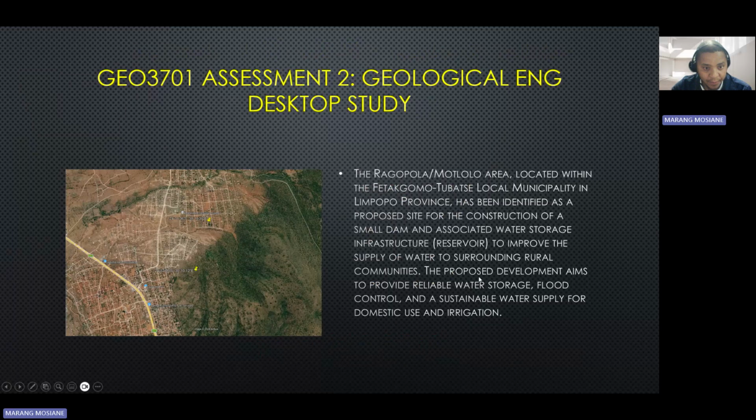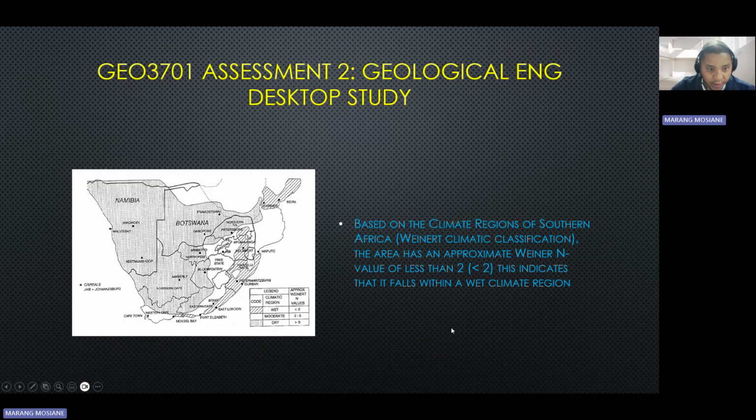Now, the reason why this construction is very important is because this is to improve supply of water to surrounding rural communities. The proposed development aims to provide reliable water storage, flood control, and a sustainable water supply for domestic use and irrigation.